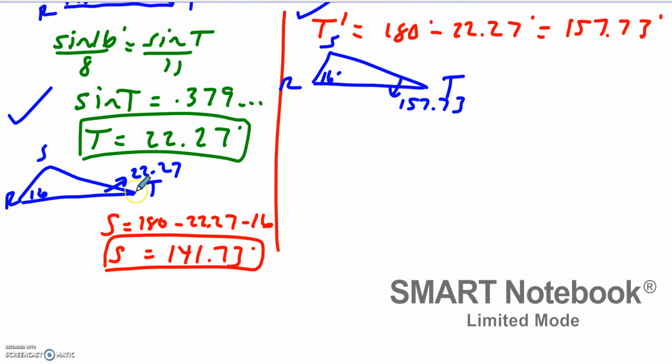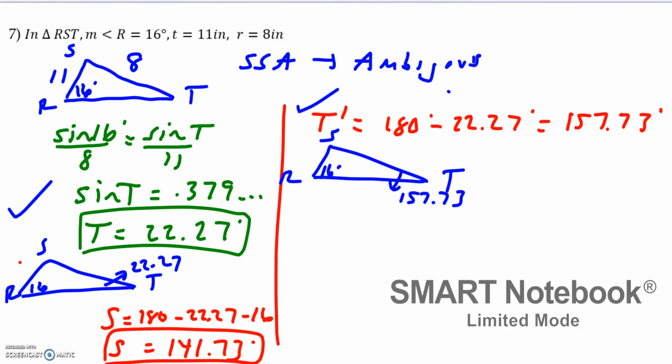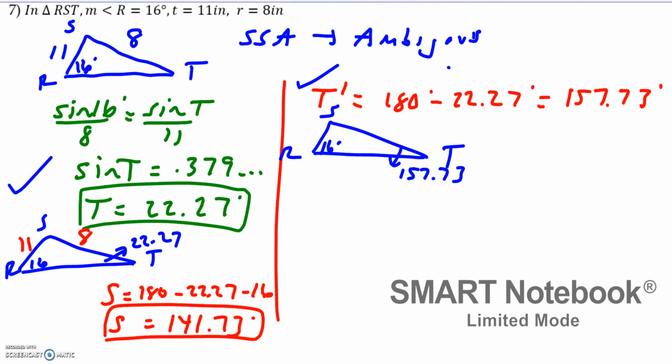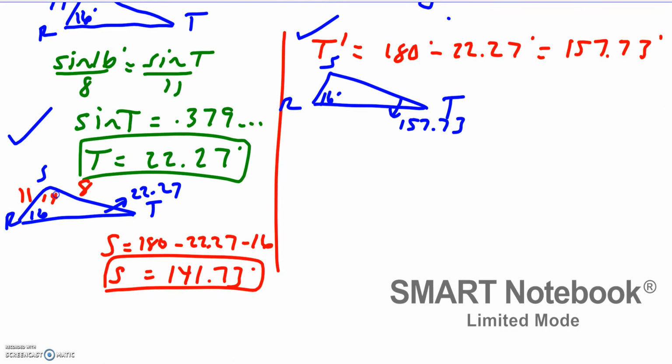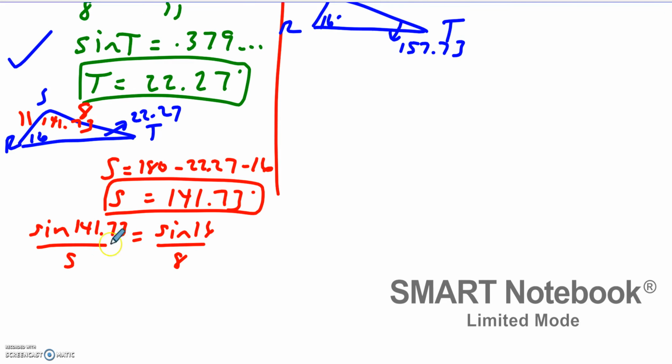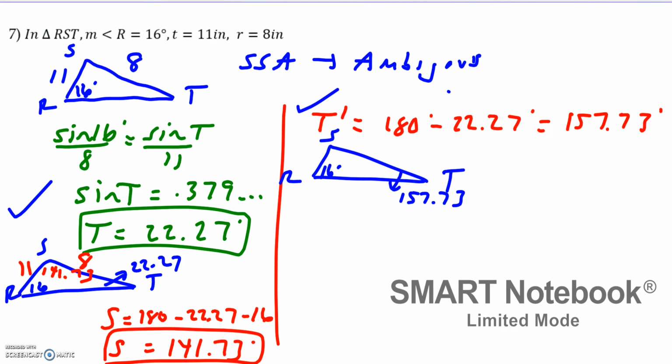If I would like to find the unknown side, where this is 11 and this is 8, and I just found that this was 141.73, we could use the law of sines. Sine of 141.73 over the side I don't know equals sine of 16 over 8. If I cross multiply and solve this, I get that the missing side was 17.98. What is my unit? Inches.